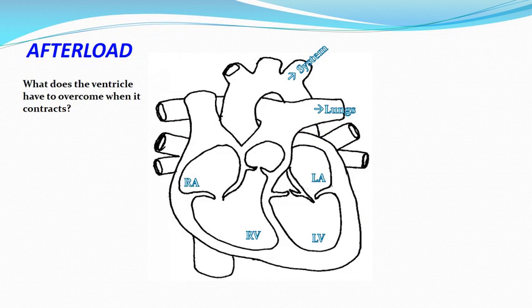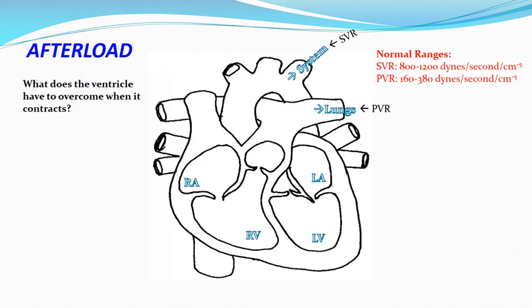So back to your heart drawing, where would SVR and PVR be found on this image? Pause the presentation and then restart it to check your answer. So here's where your SVR and PVR would be. Just note that each of these has arrows pointing back to the heart, showing that the direction of pressure is actually against the heart or against the ventricle.